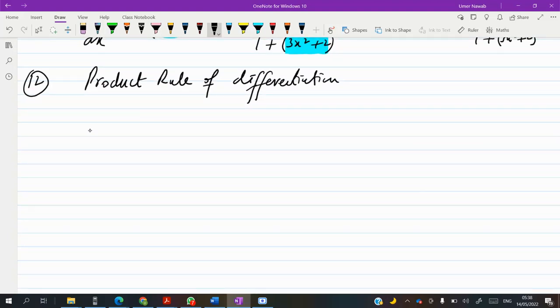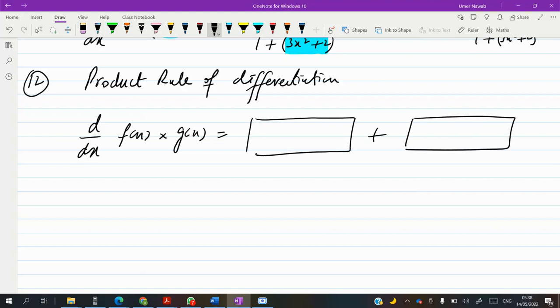In the product rule of differentiation, when two functions are multiplying, f of x and g of x, we will always get two terms, and the first term has two portions. Number one, you copy the first function f of x as it is, but you take the derivative of the second function, which is g dash of x. In the second term, you write g of x as it is, and you take the derivative of the first function.